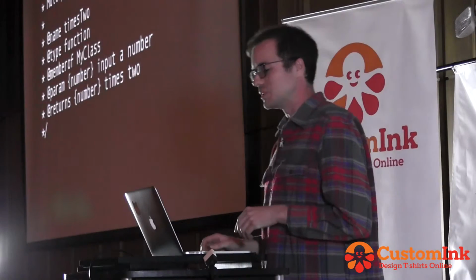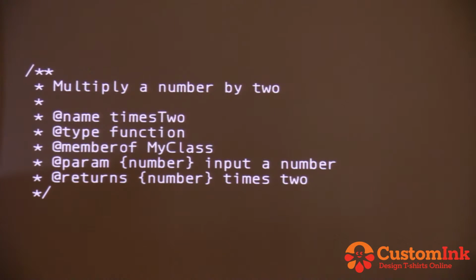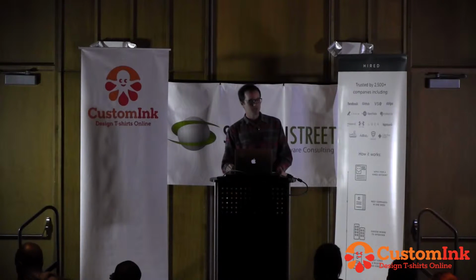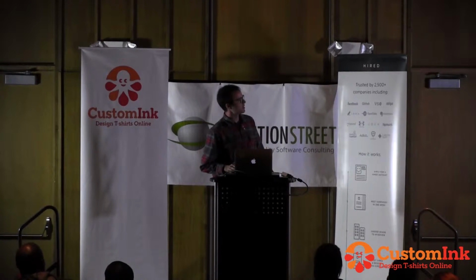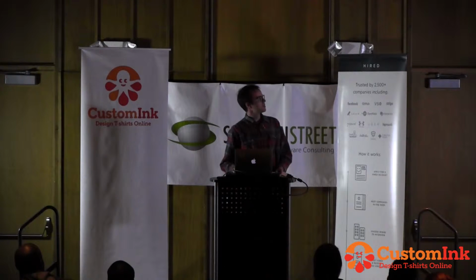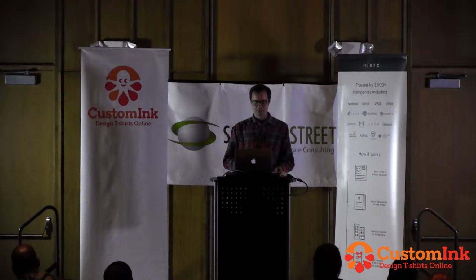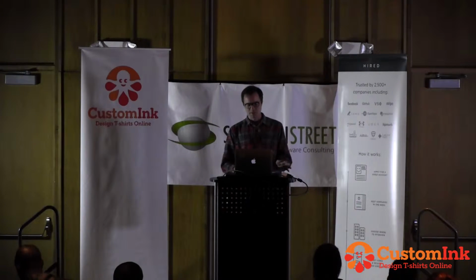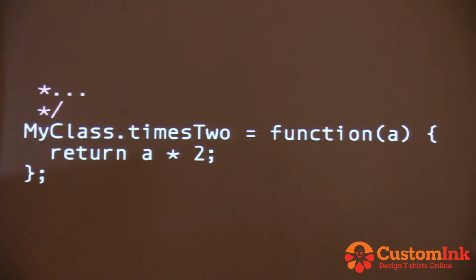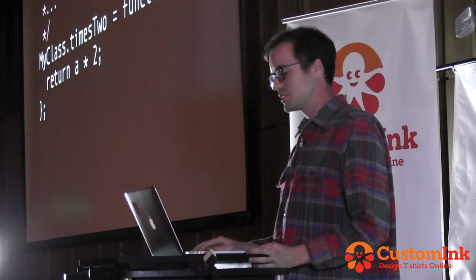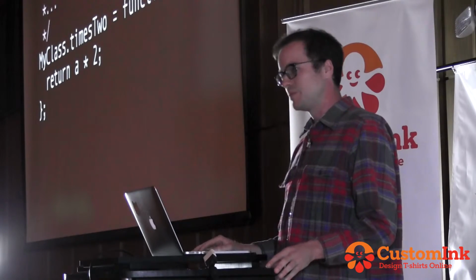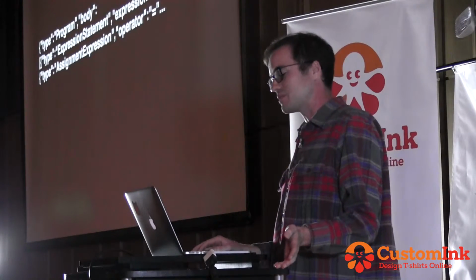And so why is this so cool? Let's start out with the verbosity problem. Here's documentation. So this is kind of annoying, right? Because you read this documentation and it says that you have a function that's called times2. It's a member of a class called myClass, and it takes a parameter of a number. And so right below this you see the code. So this comment goes above the code. And this code says exactly the same stuff.